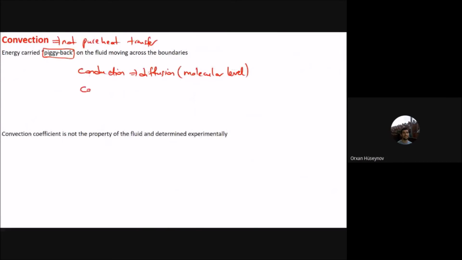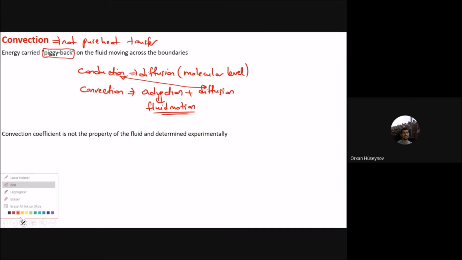And then we say the convection. The convection has two parts. Here you will have the advection, I will say what advection is, and here you will have the diffusion. The diffusion part is the conduction part, and the advection part is the fluid motion. It is the motion of the fluid. Let me give you one example and then talk about this convection concept.